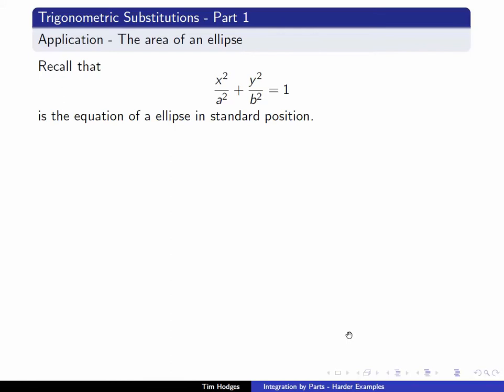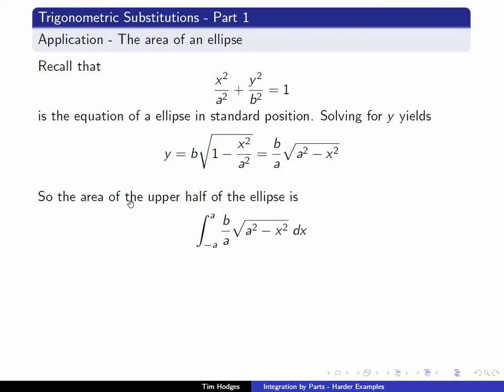Let's have a look at a quick application of this, the area of an ellipse. Recall that in standard position, a general ellipse has equation x squared over a squared plus y squared over b squared equals 1. Again, like for the circle, we can solve for y, and we get y is equal to b times root 1 minus x squared over a squared, which we can rewrite as b over a times root a squared minus x squared. And this, of course, again, is the top half of the ellipse, the bottom half being the negative square root.